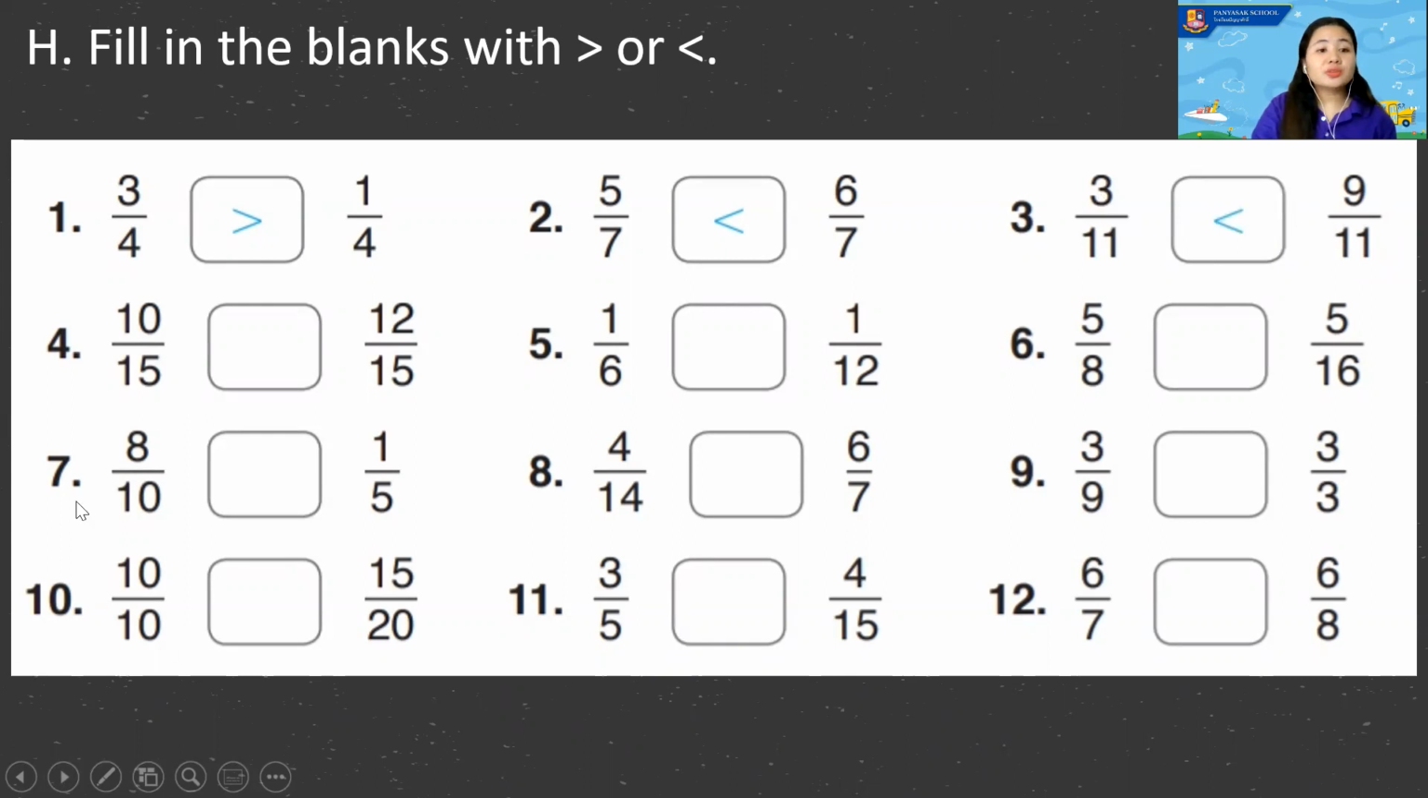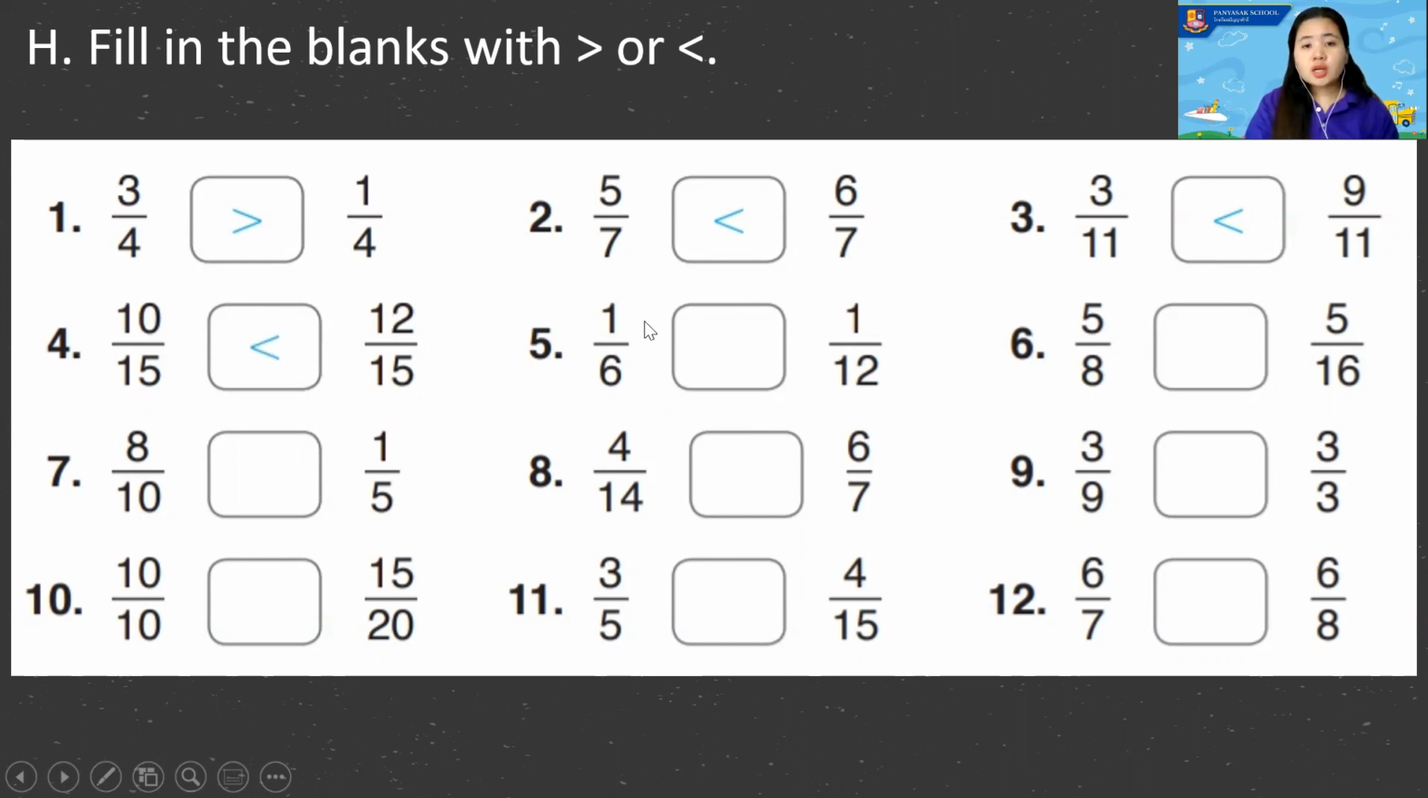How about number 4? Before we proceed, always remember if the denominator is the same, just look at the numerator, which one is bigger. But what if, okay, let's go to number 5 later. So 15, the same denominator, so which one is bigger, 10 or 12? That is 12.